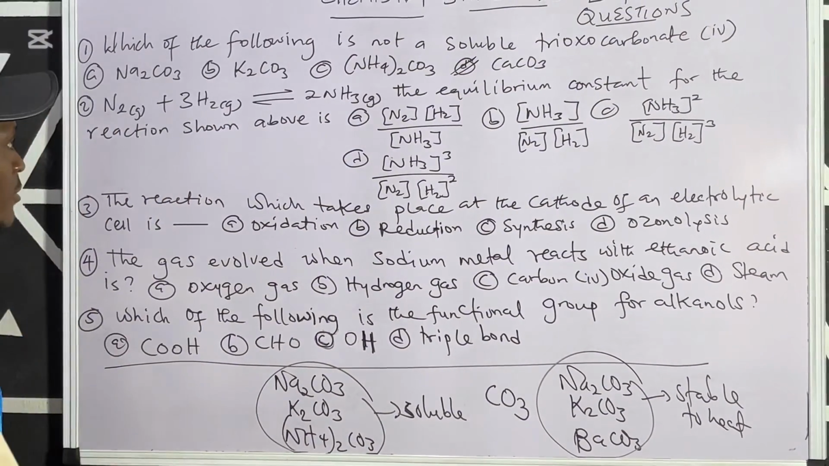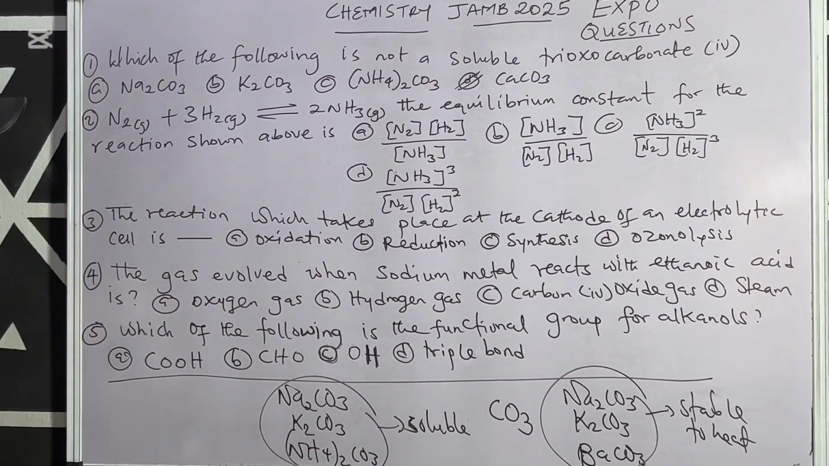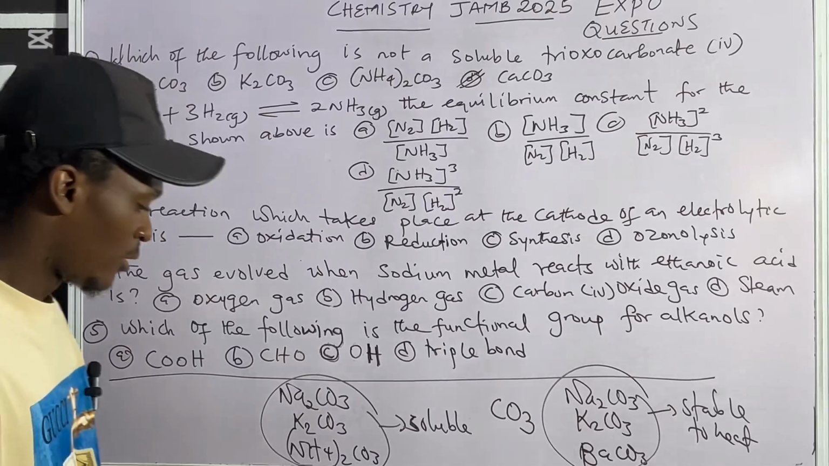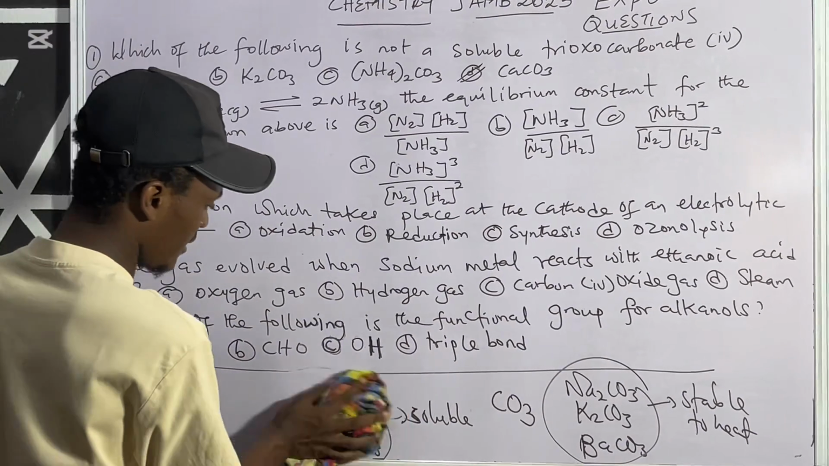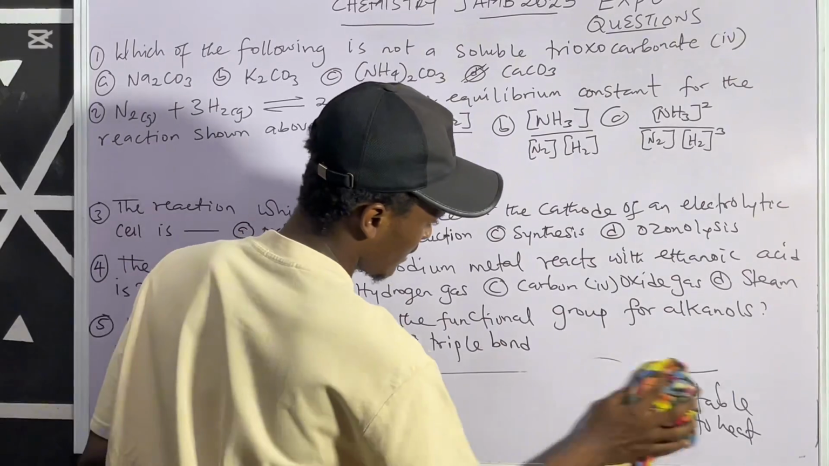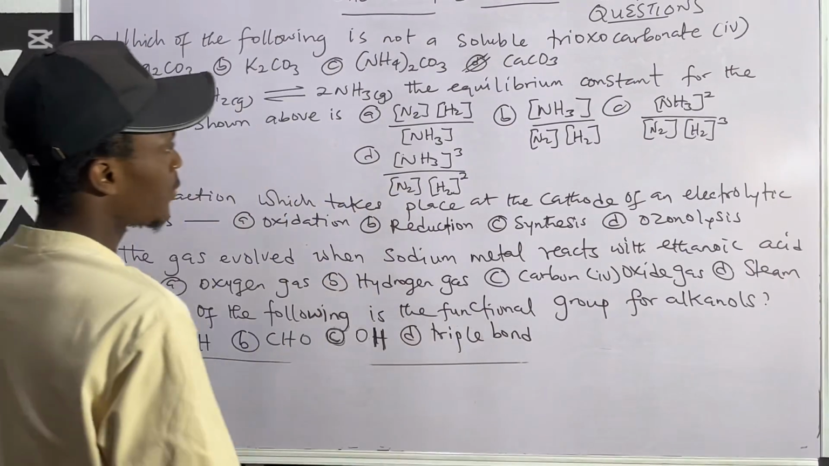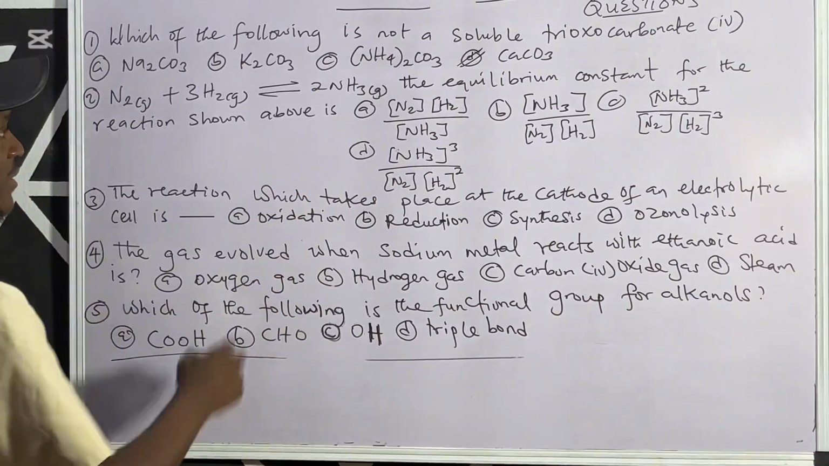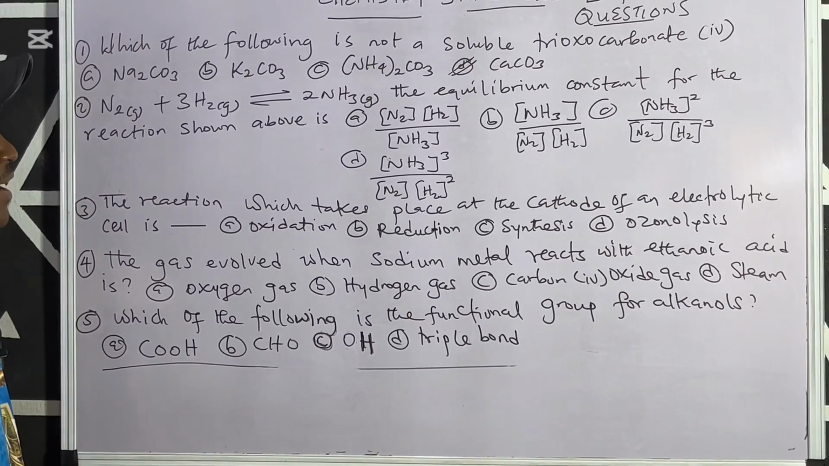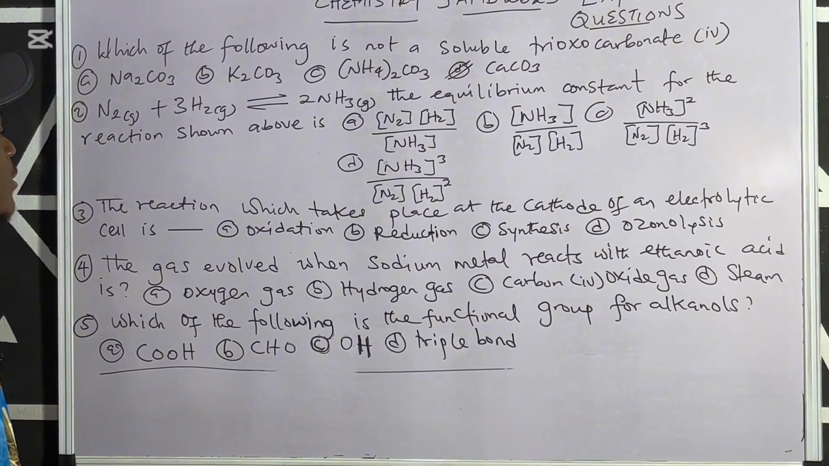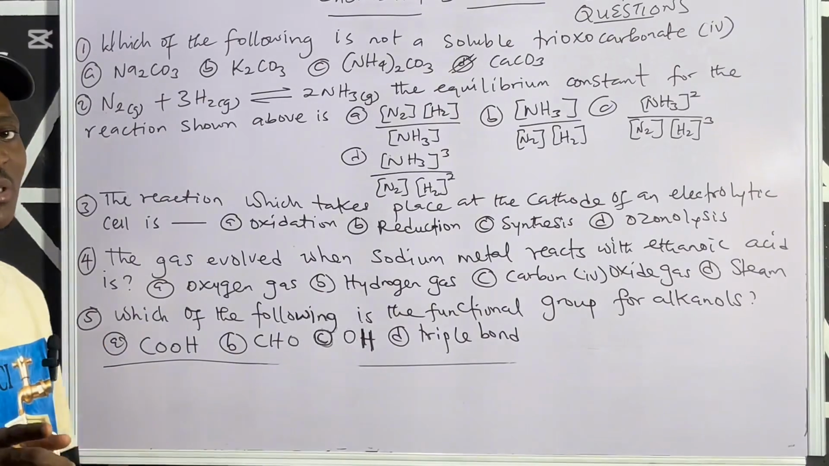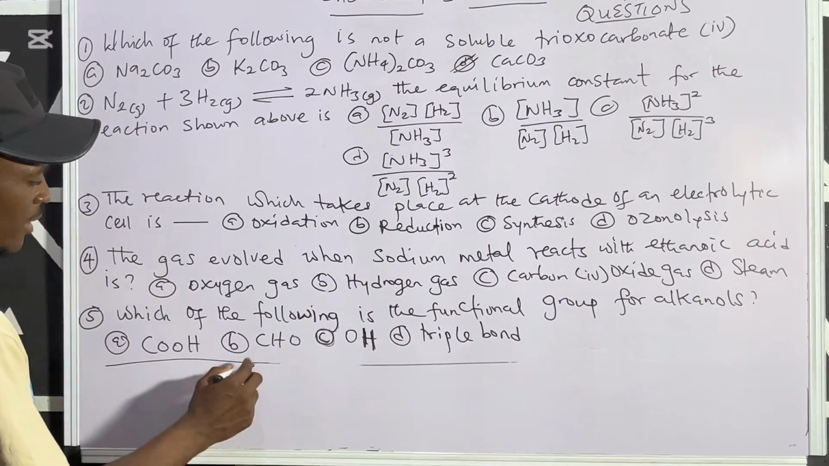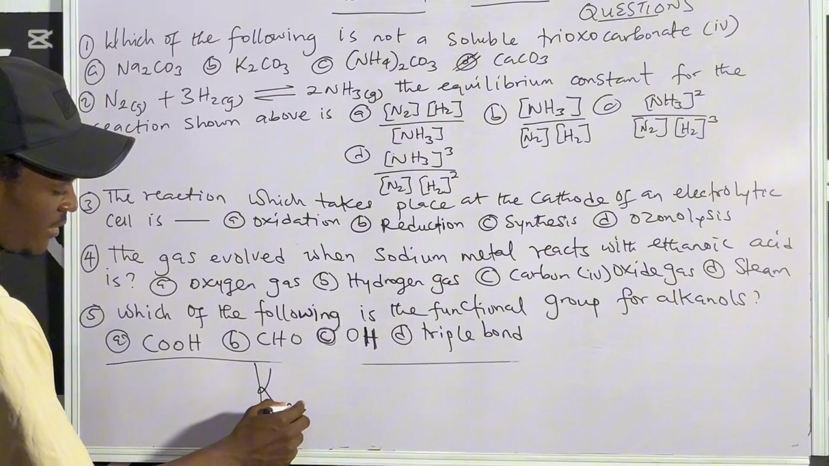Then the next question, number 2. Looking at number 2, we are given a reaction between nitrogen and hydrogen to form ammonia. And then you are having the equilibrium constant for the reaction shown above is... Now, there is something you need to take note of about the equilibrium constant, Keq.